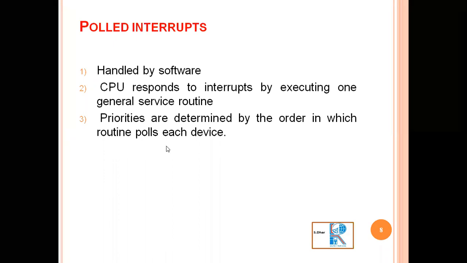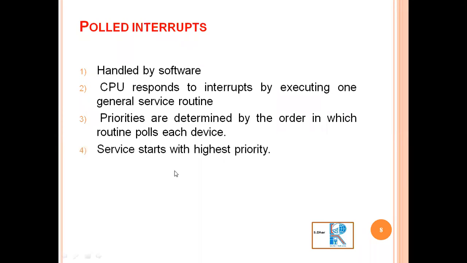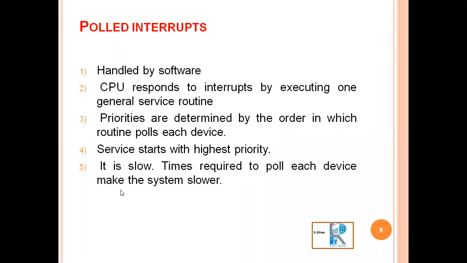So in the program, the priority is written. Clear? Service starts with the highest priority. I have already told, if device 2 has the highest priority, first it will go to device 2, then device 1, then device 3. It will be based on the priority which is written in the service routine. Clear? The general service routine is slow because the processor has to poll or check all the devices in the system.